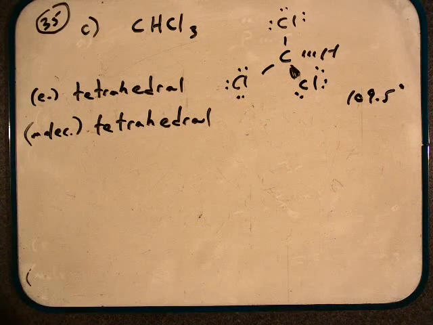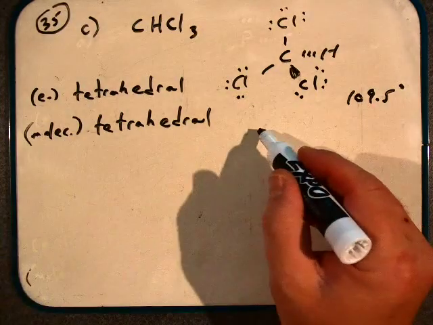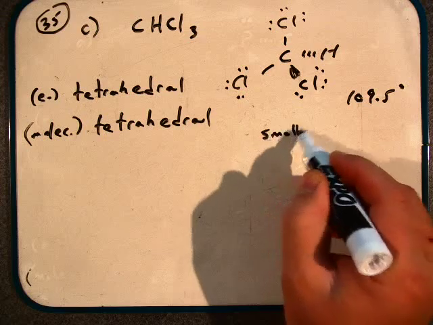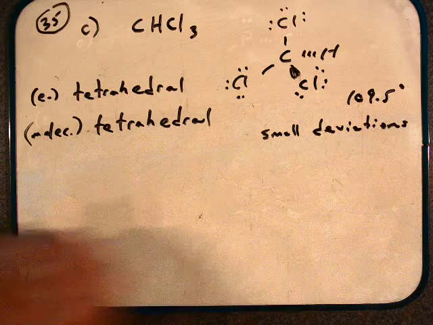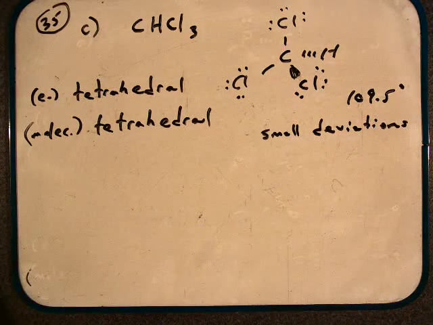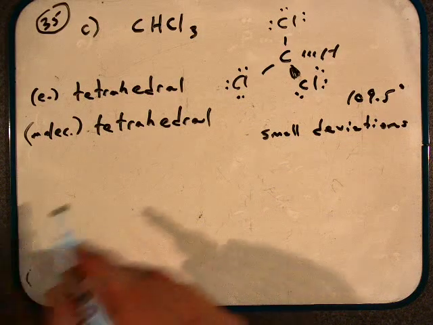And this is actually going to be very, very close to 109.5. But because there are electronegativity differences with the chlorines and the hydrogen, we will see very, very small deviations as a result, since we don't have a perfect symmetry about the central carbon atom.